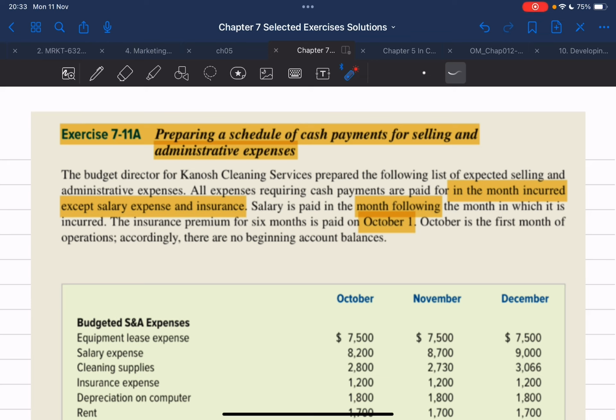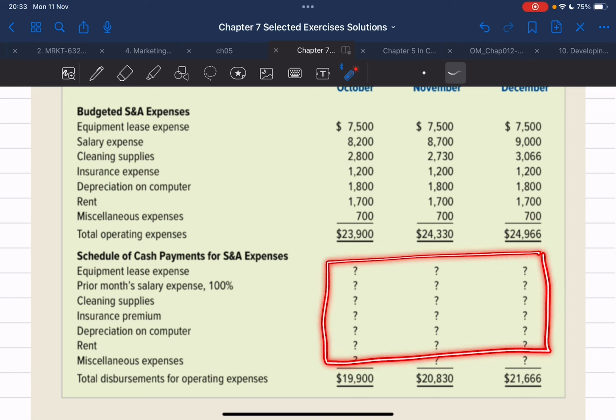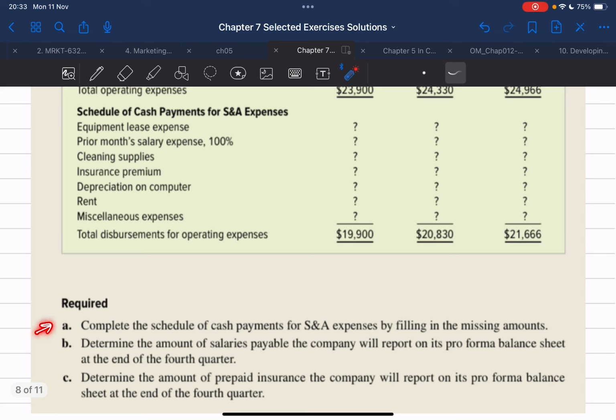As you can see, the question is providing us with the budgeted S&A expenses in this section right here for the 3 months, October, November, and December. And then we have the schedule of cash payments for S&A expenses, but all of the amounts are missing except for the totals. So what's required here? A, complete the schedule of cash payments for S&A expenses by filling in the missing amounts. So I'm going to do that. I have already created the template that we're going to need for this part.